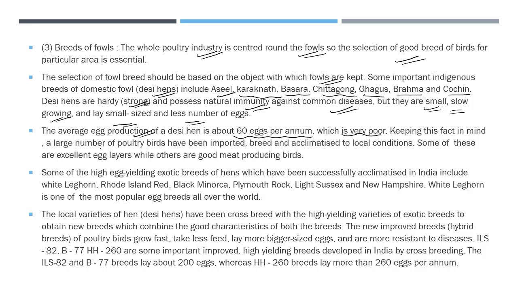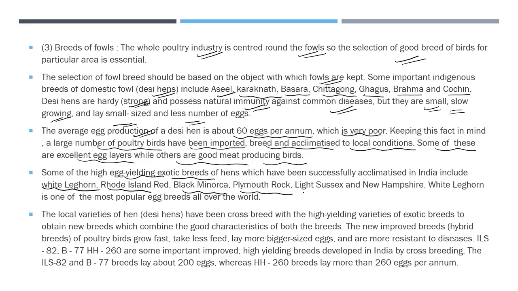Keeping this fact in mind, a large number of poultry birds have been imported, bred, and acclimatized to local conditions. Some of these are excellent egg layers, while others are good meat producing birds. High egg yielding exotic breeds of hens, which may be successfully acclimatized in India, include White Leghorn, Rhode Island Red, Black Minorca, Plymouth Rock, Light Sussex, and New Hampshire. White Leghorn is one of the most popular egg breeds all over the world.